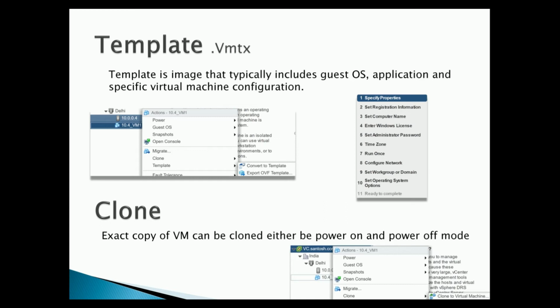What I told is, if you want an exact copy of a VM, you can clone it to a virtual machine, and if you want to clone this virtual machine to a template, you can use this option. So what is the difference between convert to template and clone to template? When you go with the convert to template option, your actual VM will be converted into a template. And when you go with clone to template, your VM will still be there and another copy will be created as a template.